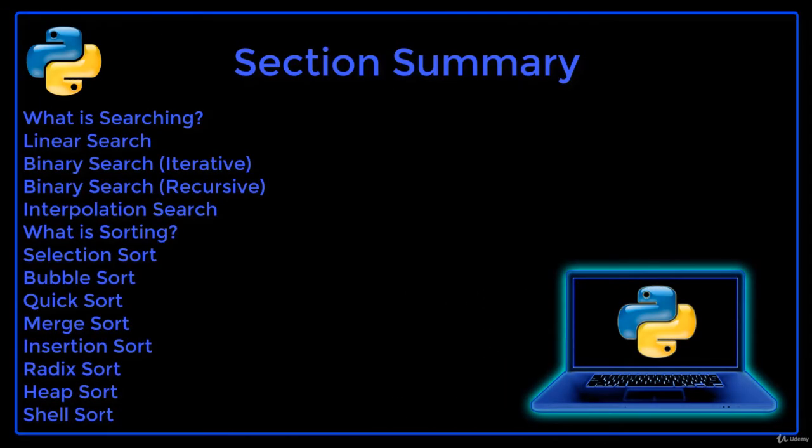In this lecture, we will look at a recap of what we learned in this section of the course. Searching is finding a value in a collection of data. There are several types of searches. In this section, we learned about linear search, binary search, and interpolation search.